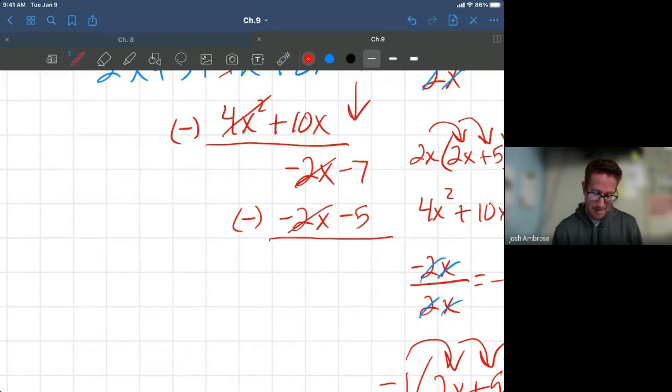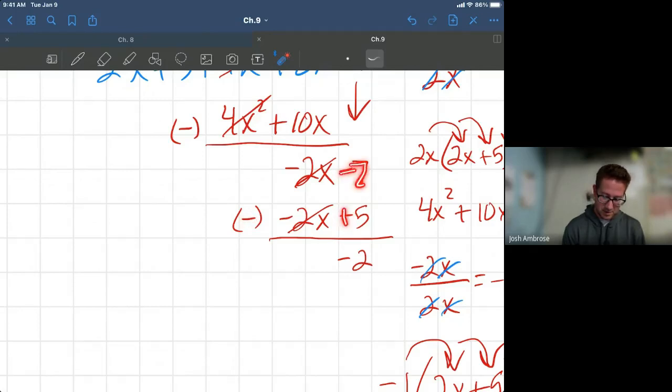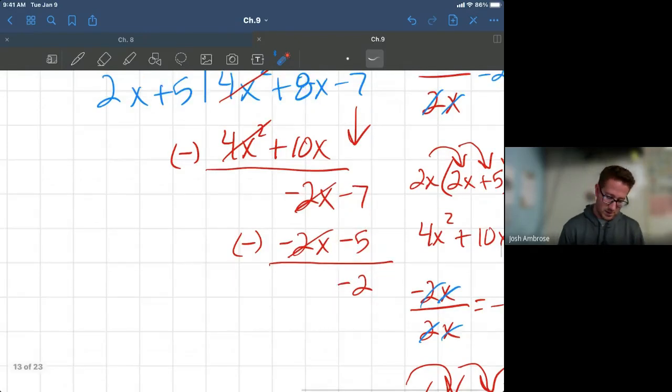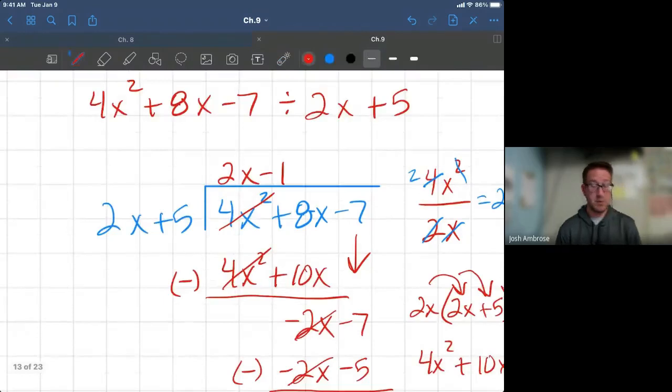Negative 7 minus negative 5 actually makes a negative 2, because that negative and that negative will really turn this into a plus. So think of this as negative 7 plus 5, -2. All right, now let's have a remainder.